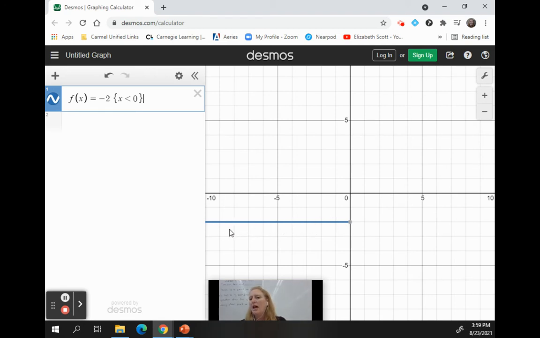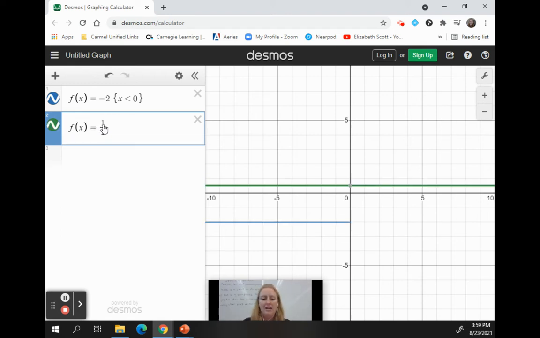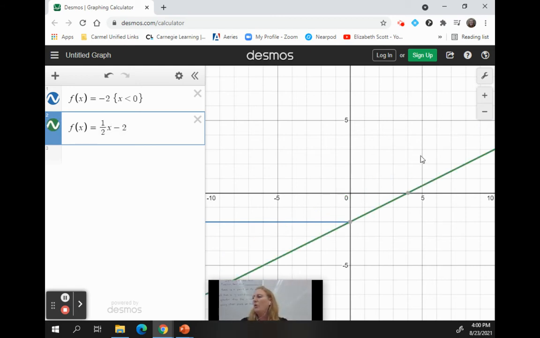It gave me the line f of x equals -2, but it only gave me that part of it from when x is less than 0. Which means I can now do the other part of the function, because if you remember, the other part of it said f of x equals 1/2 x minus 2. But notice I don't want the whole line. I only want it, again, curly bracket, from when x is greater than or equal to 0.